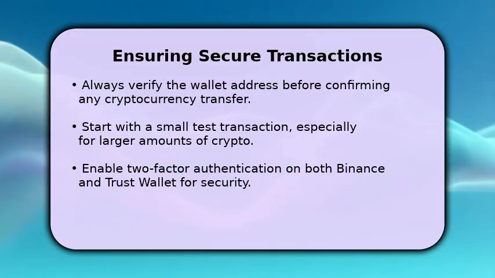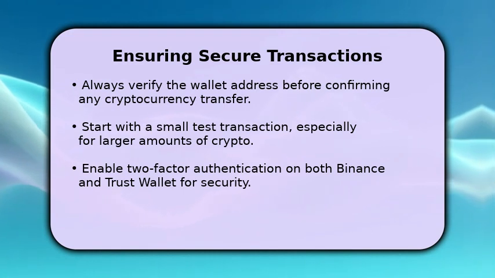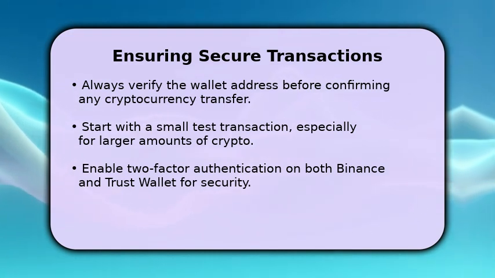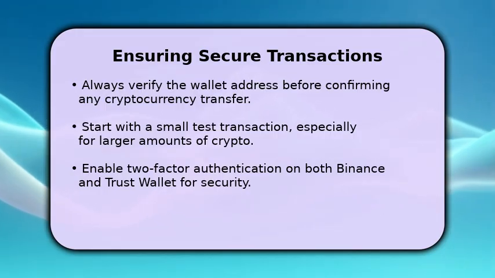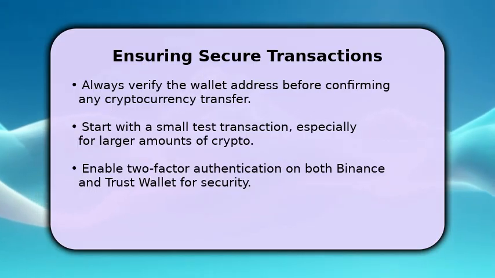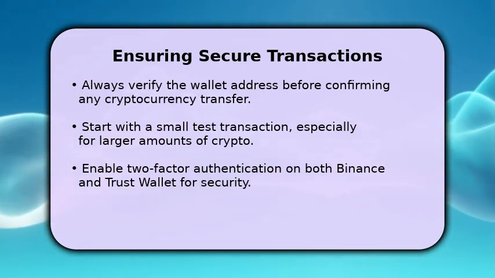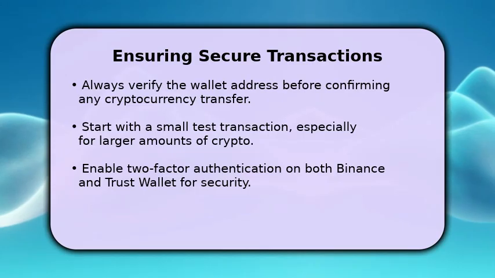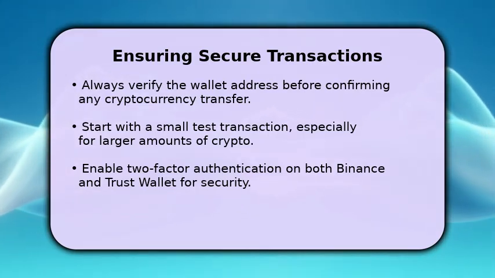Security is paramount when dealing with cryptocurrencies. Always, and I mean always, double-check the wallet address before you finalize any transfer. A single incorrect character can send your funds to an irretrievable address. For significant amounts, consider sending a small test transaction first, perhaps $5 worth, to ensure everything works correctly. Also, make sure you have two-factor authentication enabled on both your Binance account and your Trust Wallet for an extra layer of protection.